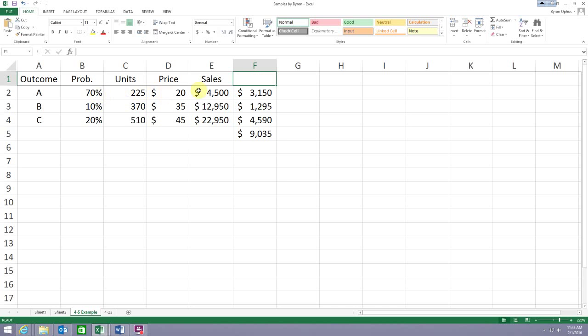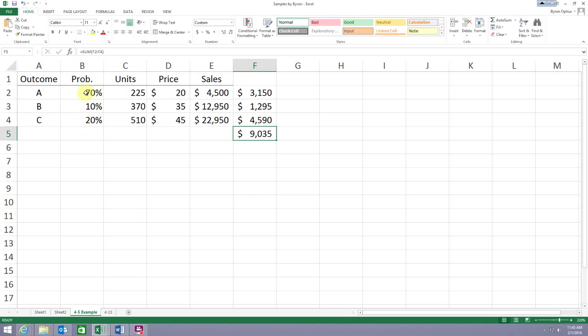Then I apply the probability. So I've calculated if I sold the units for this price. Then I just calculate the probability of each of those, meaning I take this times my 70%. I take this one times my 10%. And again, that's simply equal to my probability times my estimated sales. Hit enter, and I can drag that down and underline that.